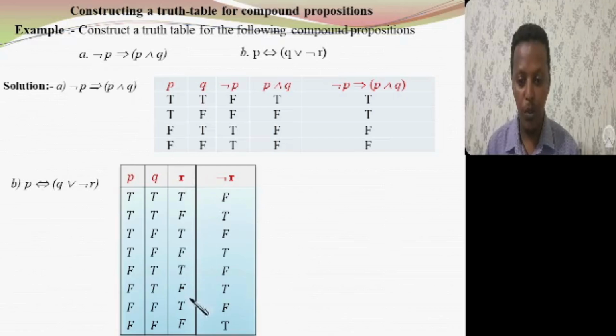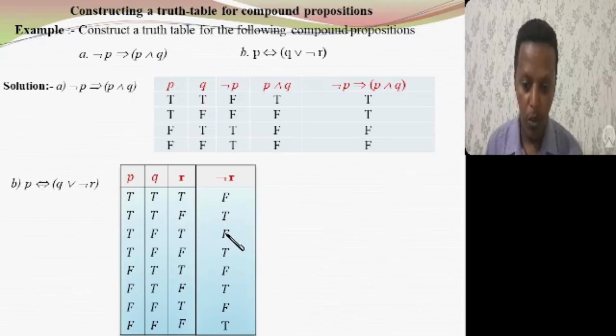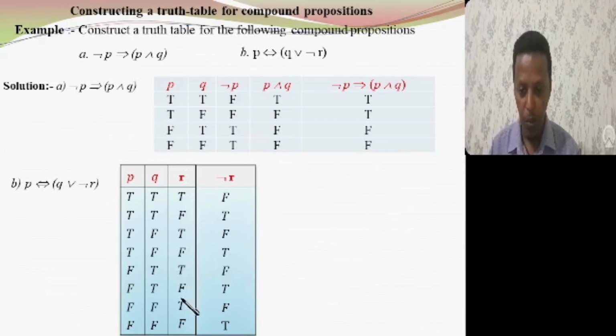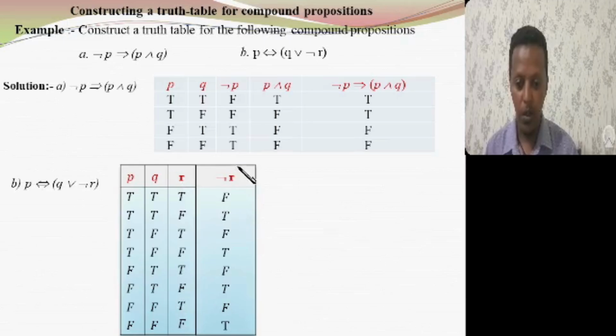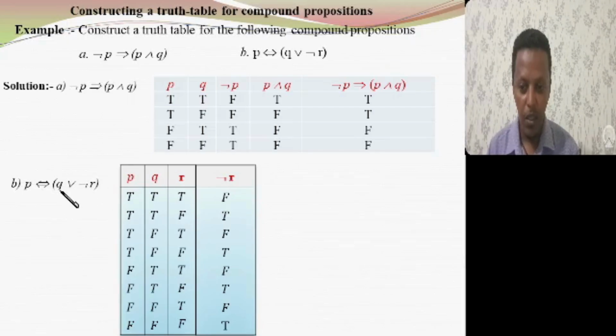Negation of R means the opposite of the third column. When R is true, the negation is false. The negation of false is true. Negation of true is false. Just the opposite of the third column gives us negation R. Next, once we have negation R, we can construct Q or negation R.